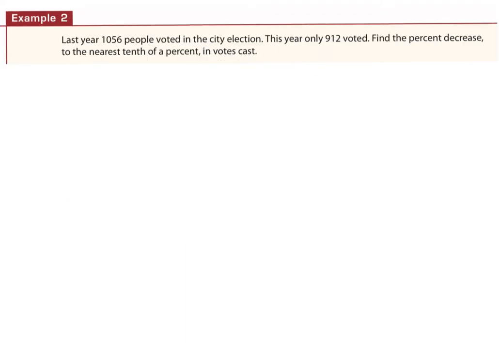Last year, 1,056 people voted in the city election. This year, only 912 voted. Find the percent decrease to the nearest tenth of a percent in votes cast. All right. So the first thing we have to do is find how much it changed. So how do we find how much it changed? What's the change? How would you find that?